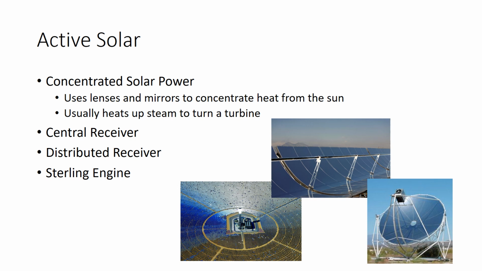So, another kind of solar power is active solar. And it's concentrated solar power, and you can do that through a few different ways. But basically, it's using lenses and mirrors to concentrate that heat. So it's using the heat, not the light, but the heat from the sun, to heat up steam to turn a turbine. Well, usually. So in central receiver and distributed receiver systems, it's heating up steam to turn a turbine.